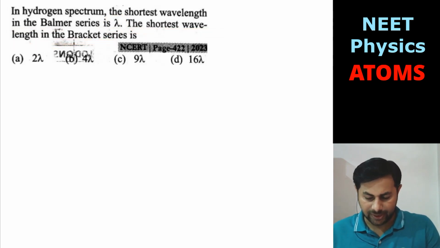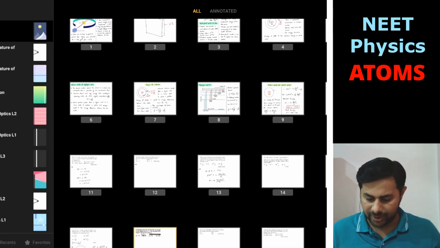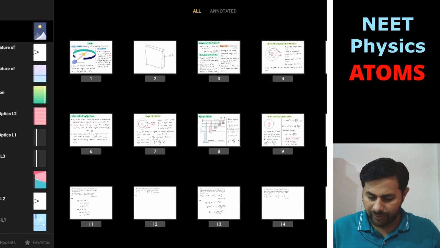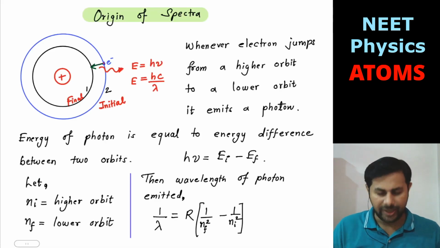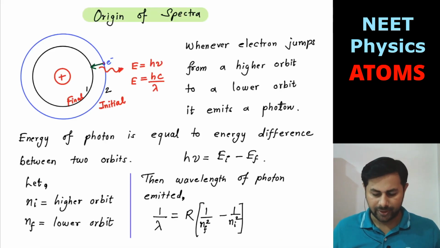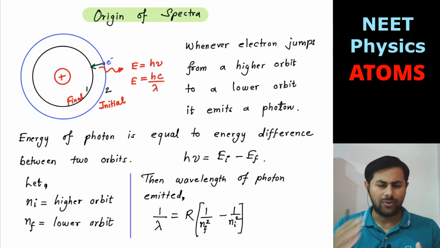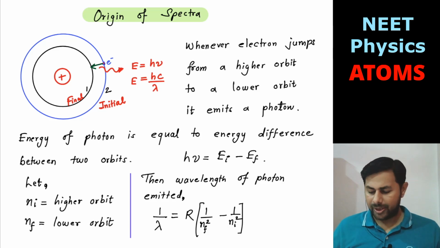Now let's understand this thing, and let's remember this. When is the wavelength shortest and when is it longest? See, we have h nu is equal to Ei minus Ef. The electron jumps from a higher initial orbit to a lower final orbit. So the energy of the photon emitted is more if the energy difference is more, right?